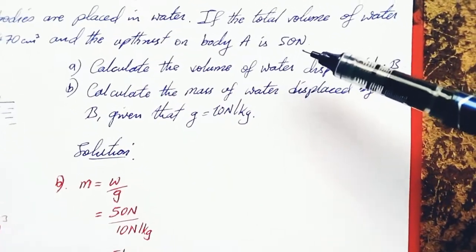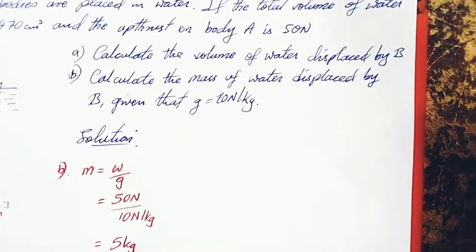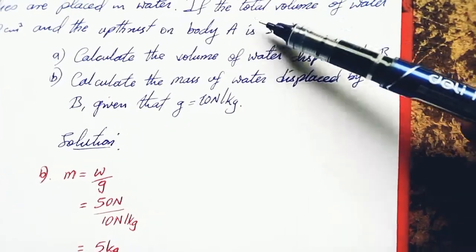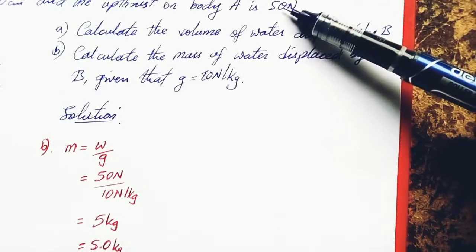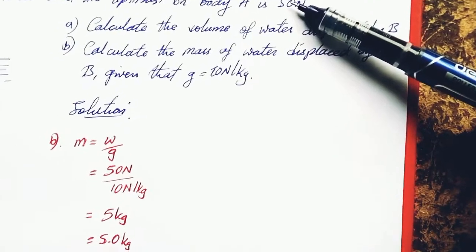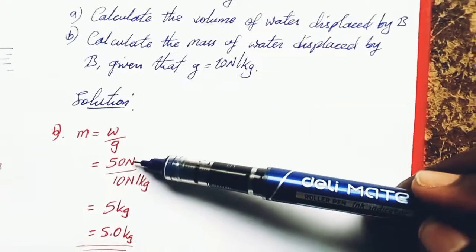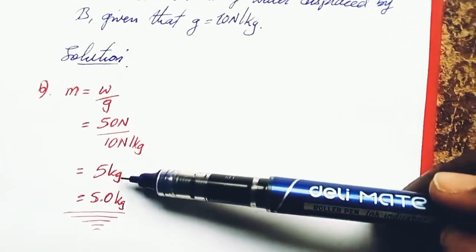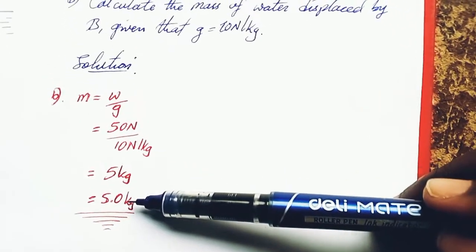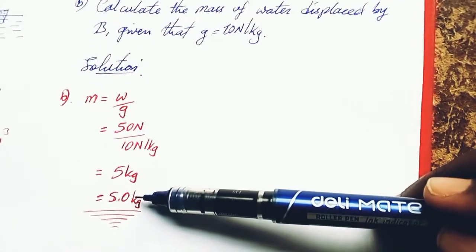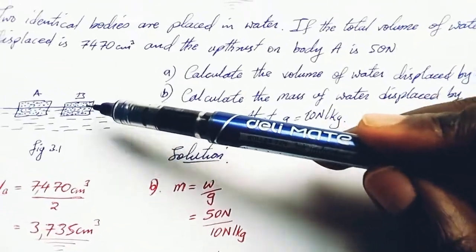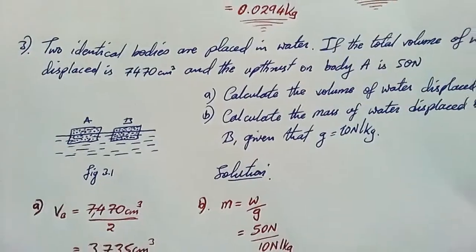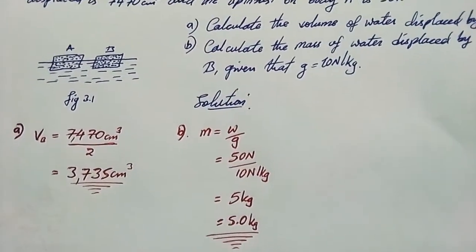So the weight of the displaced water is equal to the upthrust. That's the weight of the displaced water. So this weight of displaced water over g comes to 5.0 kilograms. That would be the mass of the displaced water by B. So the key word here is identical. I get to my last question now.